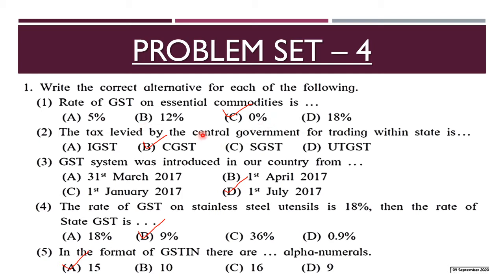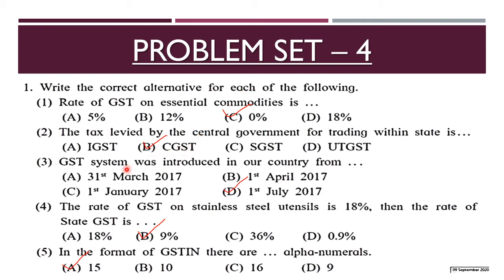Next, the tax levied by the central government for trading within state is, the tax levied by central government, so it should be central GST or central goods and service tax. So that is option B. All these things are basic, which we learned in the beginning of the chapter itself. So in the beginning of the chapter you will find the answers too.